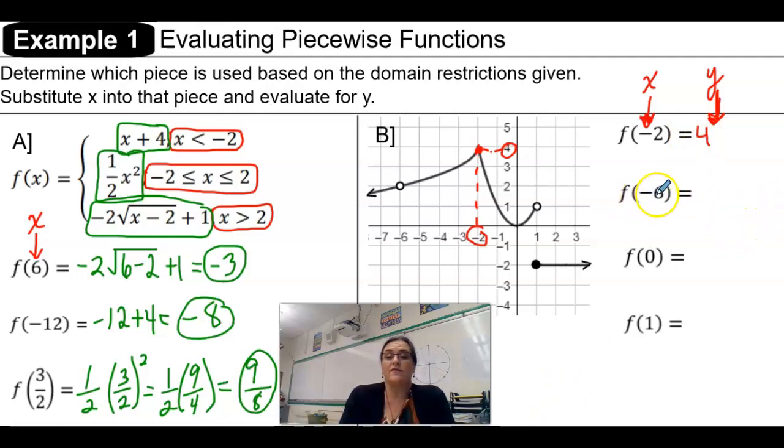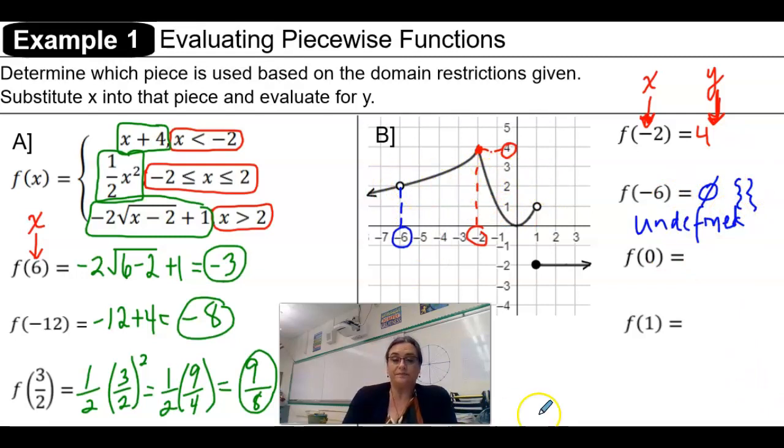Okay, then f of negative 6. Negative 6 is my input. So I come over here and find negative 6 on the x-axis. Then I head for the function, but what happens when I get to it is I run into this open circle. I can't bother going across to find the y at that open circle because the function is undefined there. There is no y value because it's an open circle. So f of negative 6 is undefined, which you can use this 0 with a slash through it, means undefined, or the empty set, which is squiggly braces with nothing between them, that also means undefined. Or you could write undefined, right? All of those mean that there is no output for that input in the function.